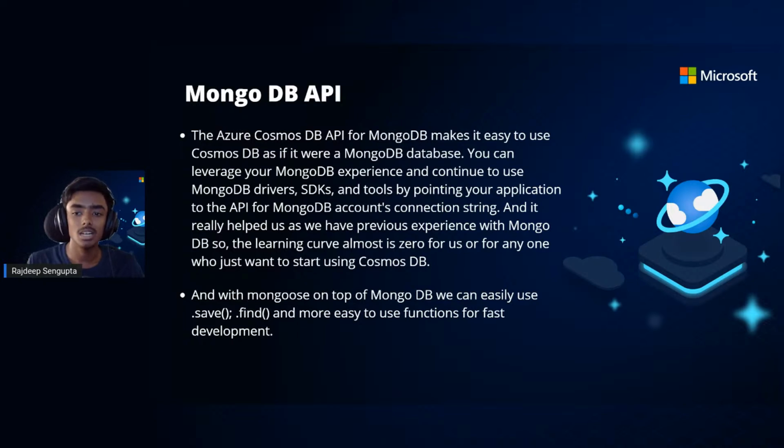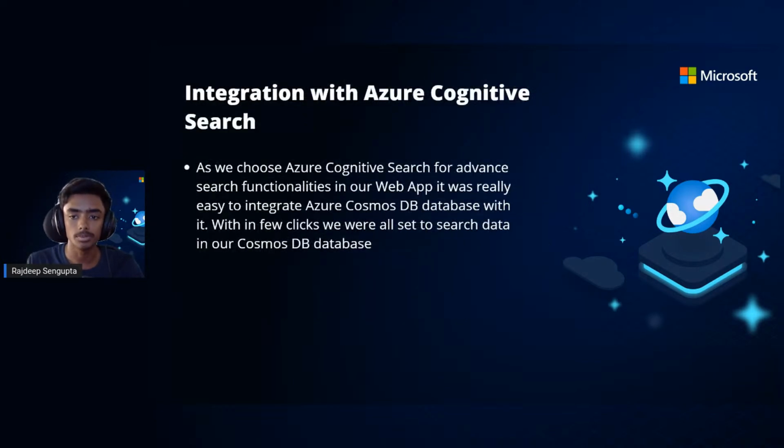And it really helped us as we have previous experience with MongoDB, so the learning curve is almost zero for us. And for anyone who has already worked with MongoDB, it's also going to be a zero learning path for using Cosmos DB. And with Mongoose on top of MongoDB, we can easily use .save, .find, and more easy-to-use functions for fast development.